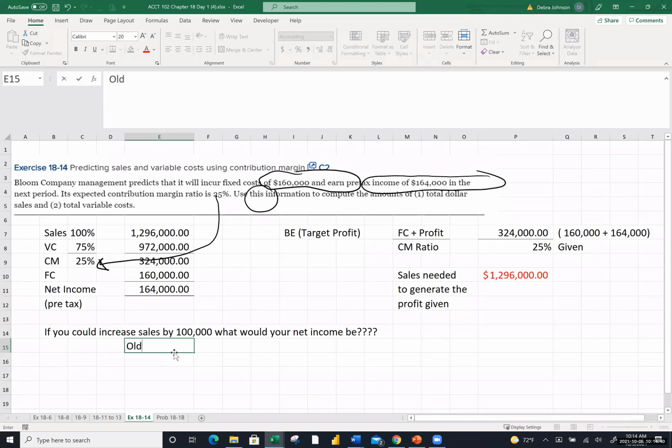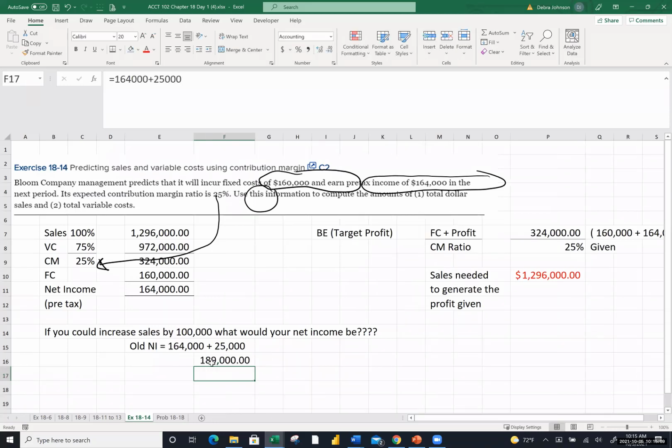So if you know that your old net income is 164,000 and you're going to add 25,000 to that, how do I get 25,000? The contribution margin's 25%. There's 100,000 in sales, 100,000 times 25%. You're going to be adding 25,000 to the bottom line without doing a brand new income statement, just in your head almost. 164,000, you could add those up with a calculator easily. There's your new net income. You could prove it to yourself. You could go back and do it.